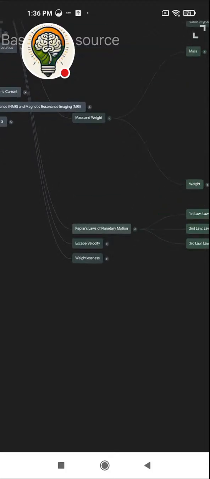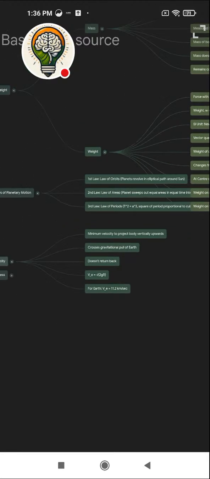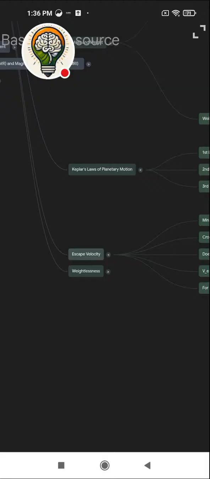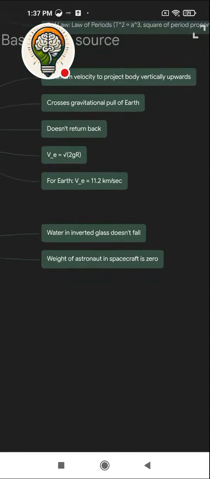Then escape velocity: the minimum velocity to project a body vertically upward and throw it out into space, so that it crosses the gravitational pull of Earth and does not return back. v equals under root 2gR, and for Earth v equals 11.2 kilometer per second. Then weightlessness: water in an inverted glass doesn't fall, and the weight of an astronaut in a spacecraft is zero.